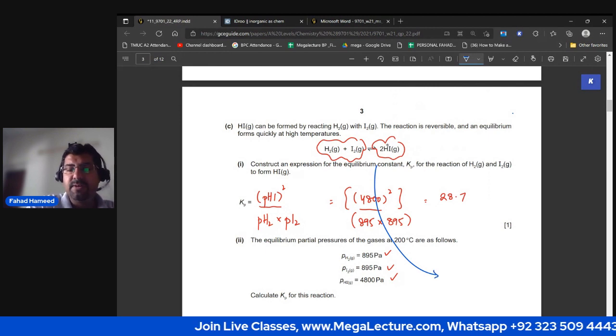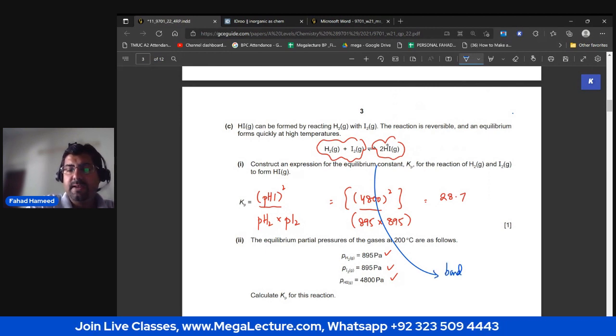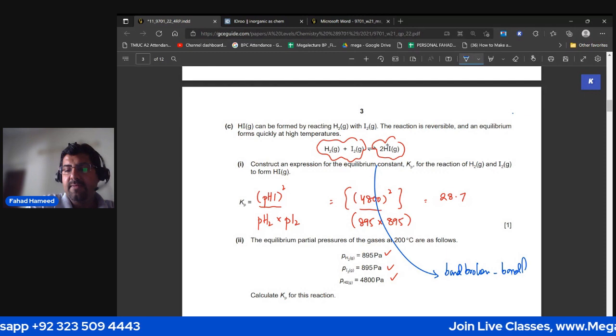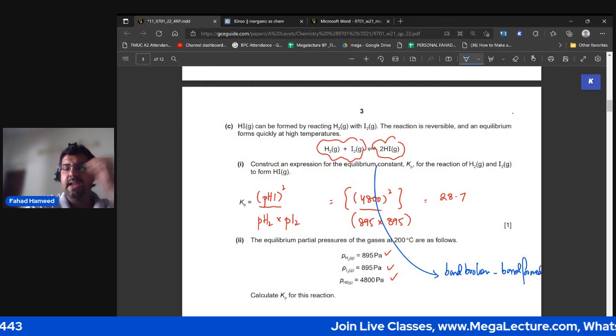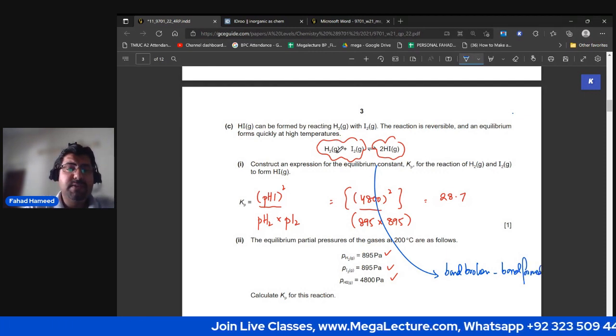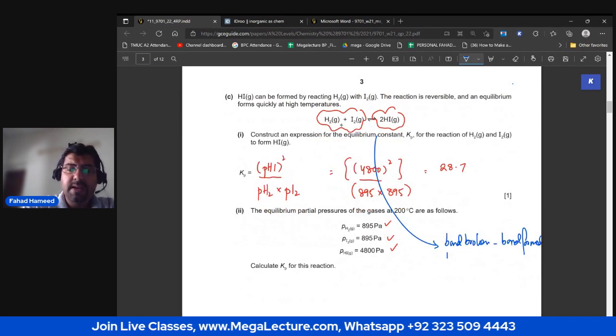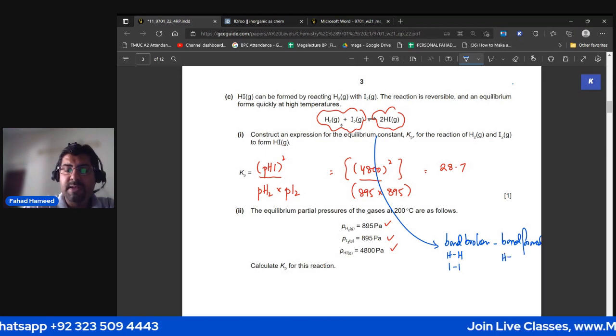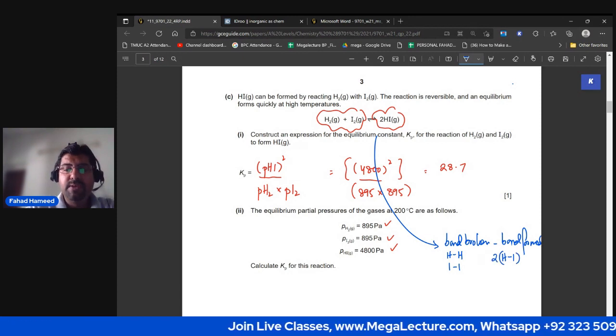It's simply bonds broken minus bonds formed, because everything is gaseous. So I can use this and try to calculate this enthalpy change. So which bonds are broken? I'm breaking the HH bond and I'm breaking the II bond. And which bonds are being formed? They're basically two HI bonds that are getting formed. So we can just quickly open the data booklet. Let me just have the data booklet in front of me.